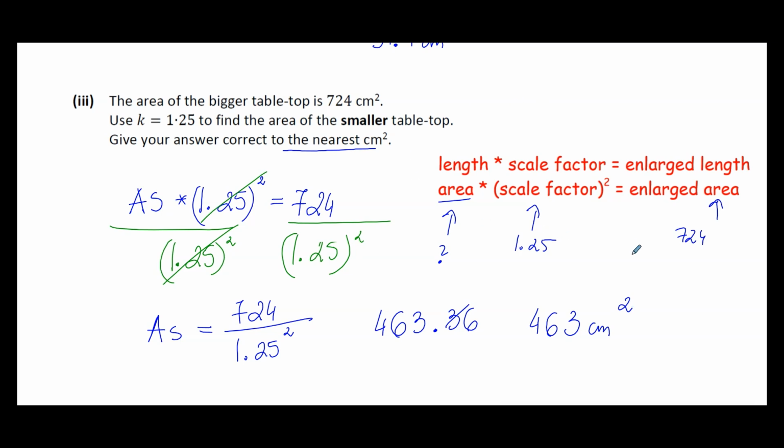This is a topic that very often comes up on your exam. One difficulty here is that those formulas are not in your table, so you have to remember them. Length multiplied by the scale factor gives you the enlarged length, and when it comes to area, the only difference is that we take the scale factor to the power of 2.